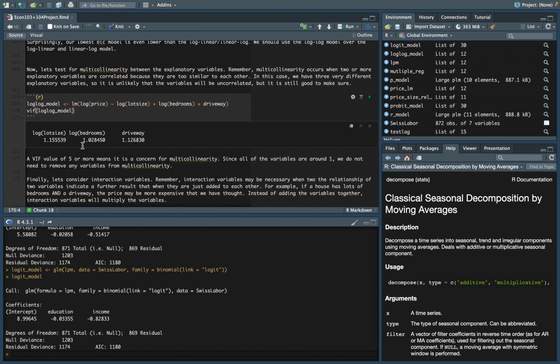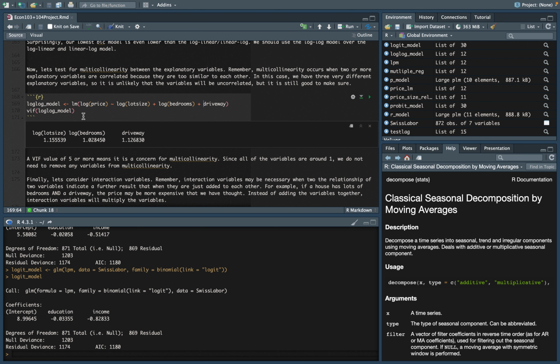It'll check the multicollinearity of each variable. Now I forgot to tell you, but we didn't log the driveway because driveway is just a binary variable of 0 and 1, so there's no point in logging these binary independent variables. We never want to log our binary variables.